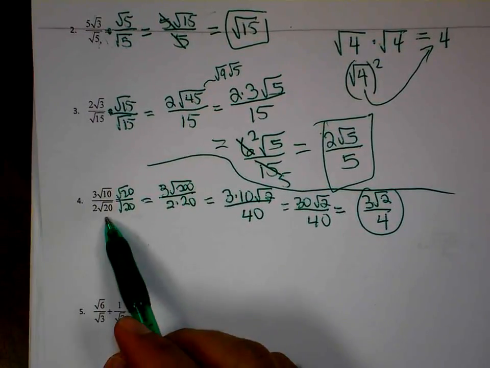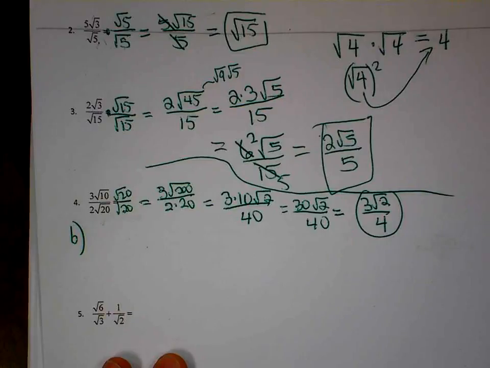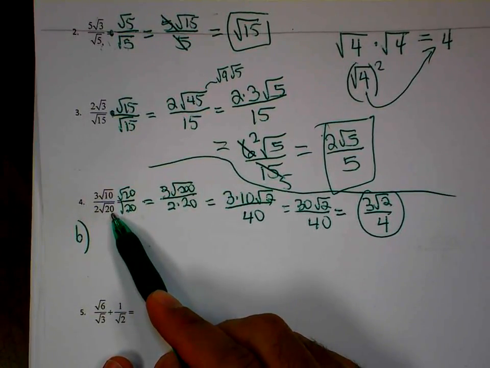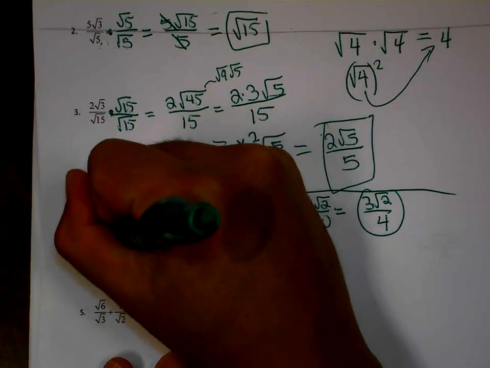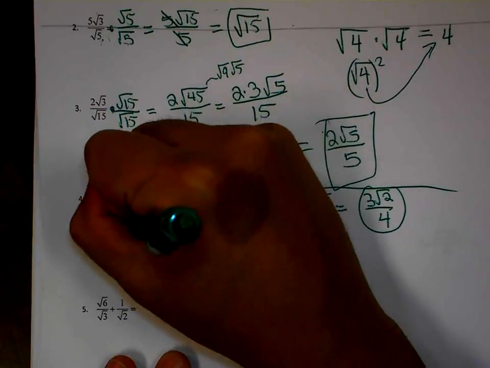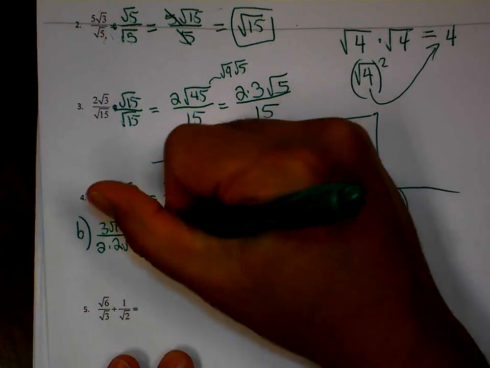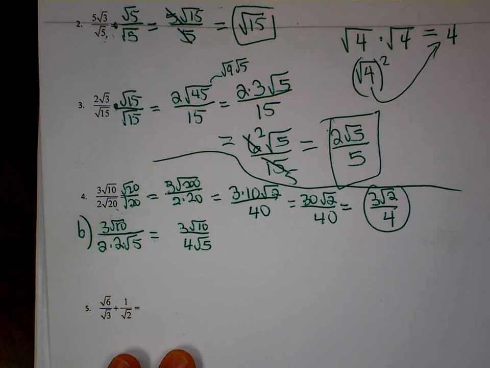But maybe another thing to think about, path B, would be to see that you can pull a perfect square out of here, because this is root 4 times root 5. So this would be 3 root 10 over 2 times 2, because I pulled out the square root of 4, root 5, which is equal to 3 root 10 over 4 root 5. And now I just have to rationalize it.